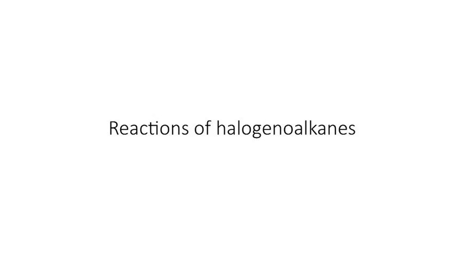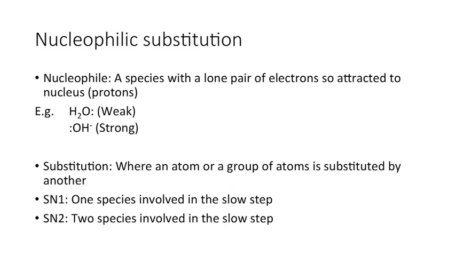So now on to the reactions of halogenoalkanes. There are quite a lot of reactions, so we'll just break it down and hopefully you'll be able to understand. Nucleophilic substitution is what halogenoalkanes usually go through, so that halogen group is substituted off. So let's break down nucleophilic substitution first. A nucleophile is a species with a lone pair of electrons, so it is attracted to a nucleus, which is obviously protons. Examples of nucleophiles include water and hydroxide ions, but they can be of varying strengths. For example, water is a weak one, whereas a hydroxide ion is a much stronger nucleophile.